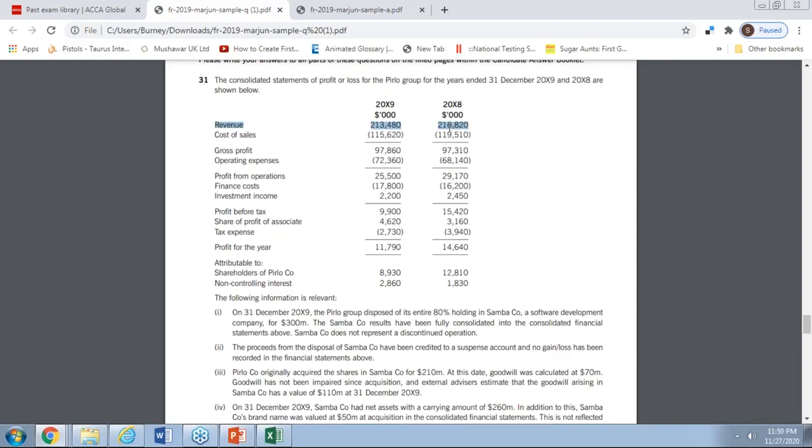So if Samba company's revenue remains constant over the period, there will definitely be a decline in the revenues of other members of the group, which might be Perlu Group, Perlu company, which is the parent company, or its subsidiaries. So you have to identify this point as well. Okay.